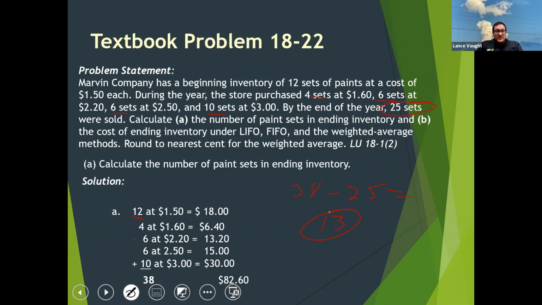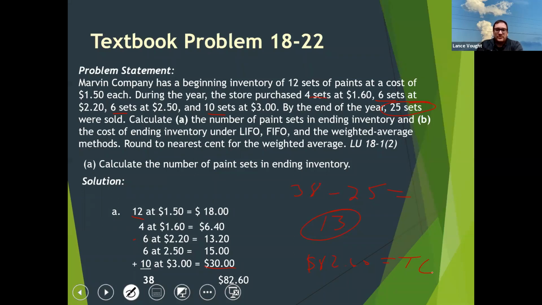The total cost of that inventory is the sum of all of this. So 10 times 3 is $30. 6 times 250 is 15. 6 times 220 is 1320. 4 times $1.60 is $6.40, and 12 times $1.50 is $18. So that leaves us with $82.60 as our total cost.